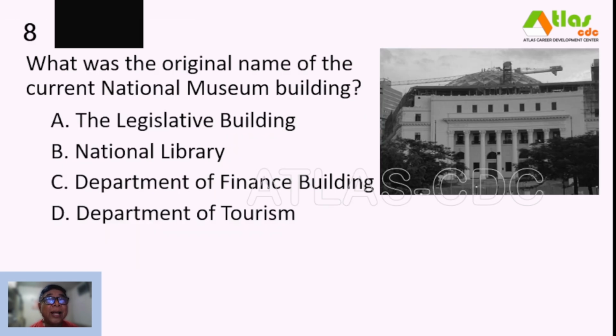Number 8. What was the original name of the current National Museum building as shown in this picture? A. The Legislative Building. B. National Library. C. Department of Finance Building. And D. Department of Tourism.